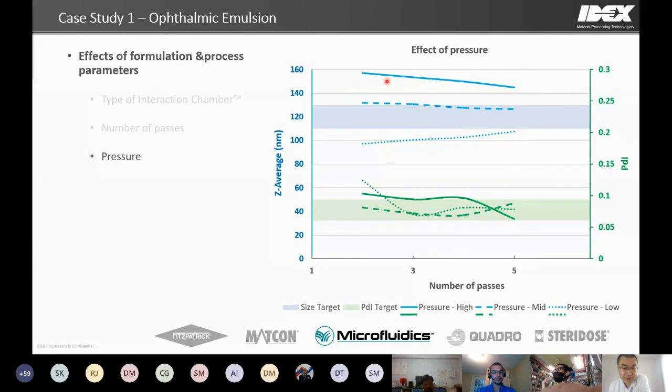So this may also be because the emulsion was overprocessed at higher pressure. Overprocessing sometimes can happen if you put too much energy into the system during the process, which can lead to re-agglomeration or recoalescence of the droplets. Therefore, the results here suggest that this emulsion may need to be processed at medium or lower pressure.